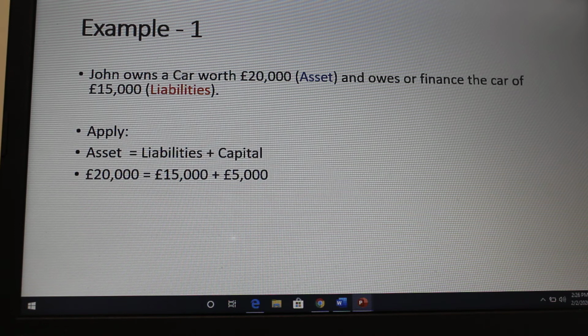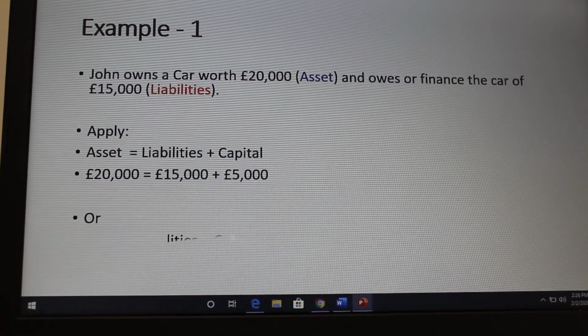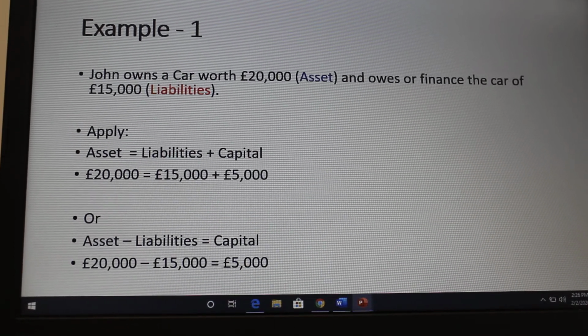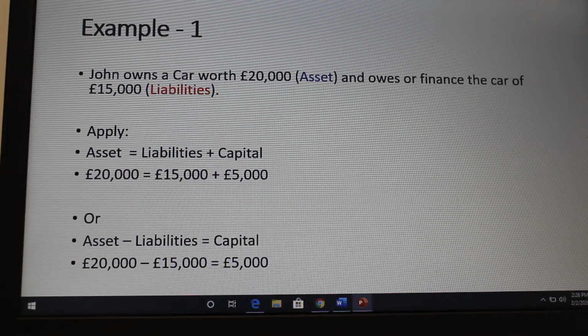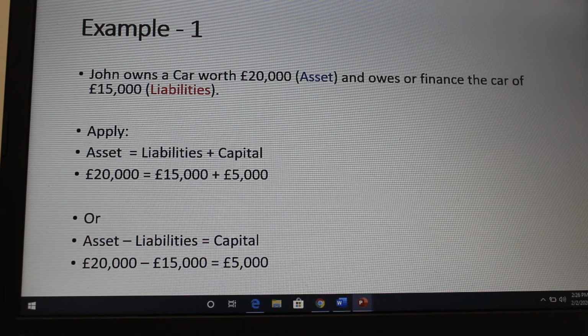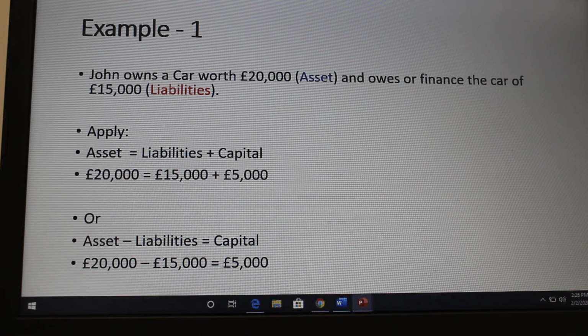So the initial asset is 20,000. The liability or the debt element is 15,000 plus the capital, which gives us the total of the liabilities plus capital of 20,000. So the debt is 15,000, and then the capital is 5,000. And we can rearrange the equation in this way. So the asset, which is the car, minus the debt, which is 15,000, gives us a capital there of 5,000. So this gives us the critical elements in terms of the accounting equation.